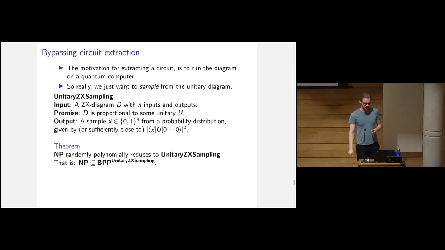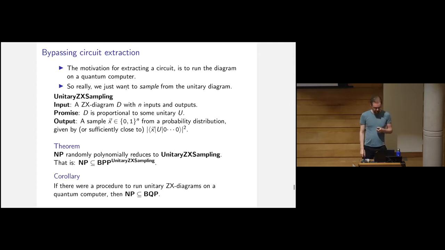It turns out that we can show that NP randomly polynomially reduces to unitary ZX sampling, which means that if we have a probabilistic Turing machine with access to the unitary ZX sampling oracle, we can solve NP-complete problems. We proved this using a variation on the argument we've seen before, but using the Valiant-Vazirani theorem. So this shows that it's very unlikely that any procedure, even bypassing circuit extraction, will get us a way to put ZX diagrams on a quantum computer. A corollary is that if there was such a procedure, NP would be in BQP, which is expected not to be the case.